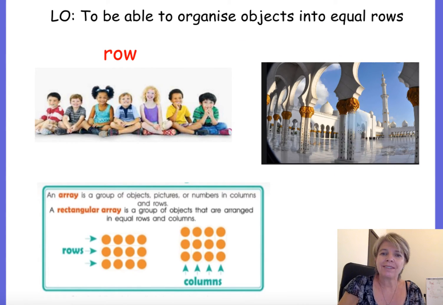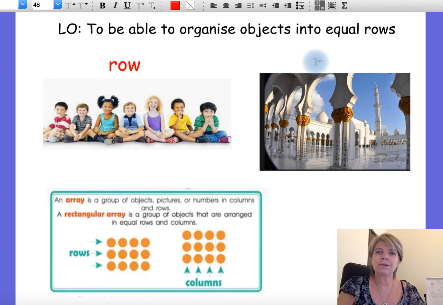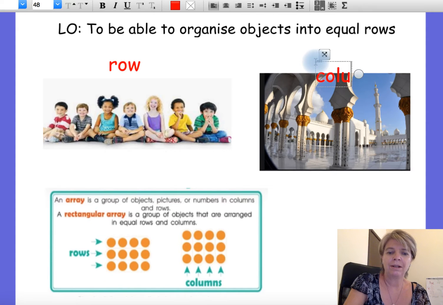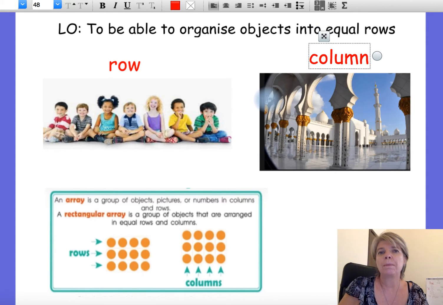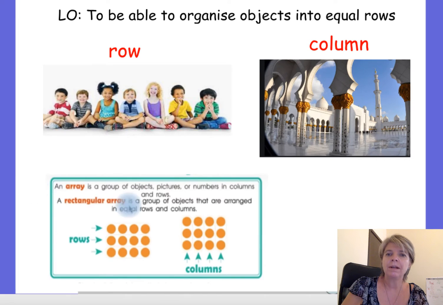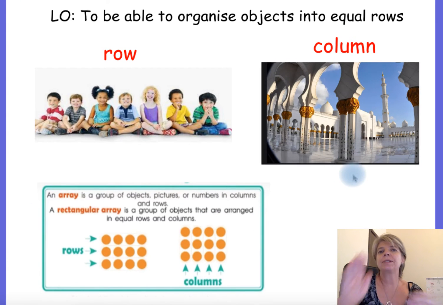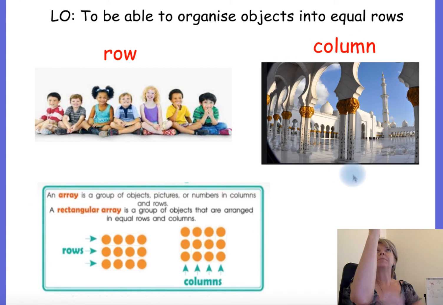This, when it goes this way, that's not called a row. Do you know what it's called? It is called a column. It's a bit like a pillar. A column goes up. Columns, in buildings, they hold up the roof. They go this way, column. A row goes this way, okay?